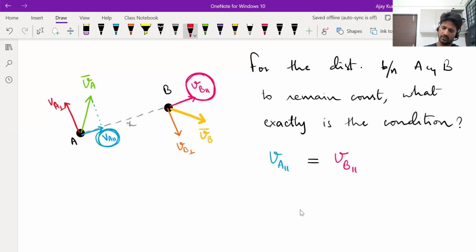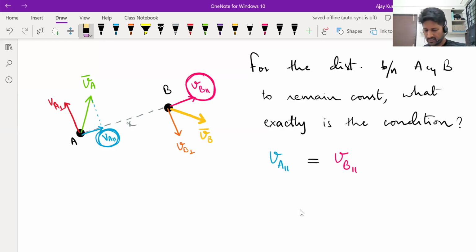What are the other components doing? VA perpendicular and VB perpendicular. They make these objects rotate around each other without changing the distance between them. The one that affects the distance is the parallel component. The one that affects the rotation or the orientation is the perpendicular component of velocity. And parallel to what? Perpendicular to what? The line connecting two particles. So this is the condition for a rigid body. Velocities of any two particles along the line connecting those particles must be equal.